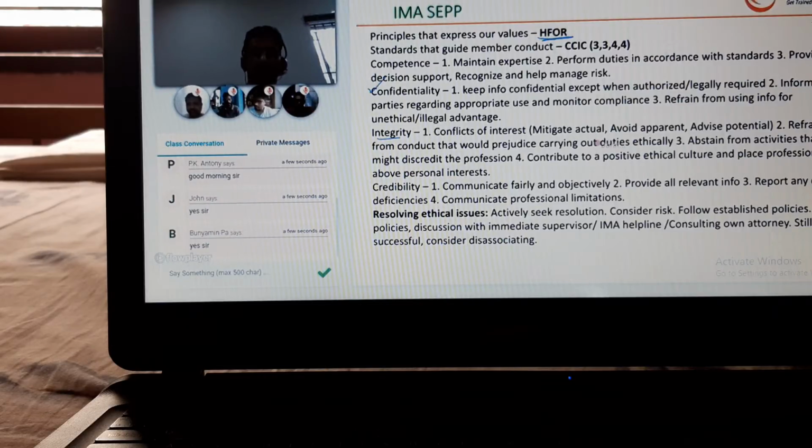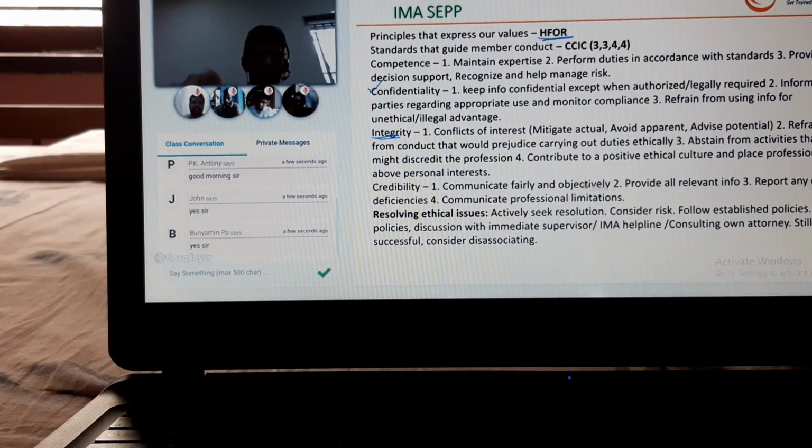Second point, refrain from conduct that would prejudice carrying out duties ethically. You should also abstain from activities that might discredit the profession. And the fourth point added, against the background of globalization and the melting pot of cultures within the organization: contribute to a positive ethical culture and place the interest of the profession above personal interest. That's in the standard.